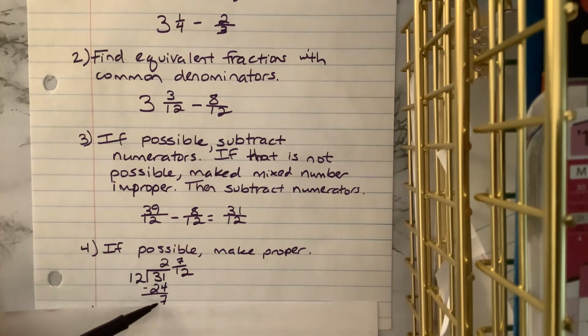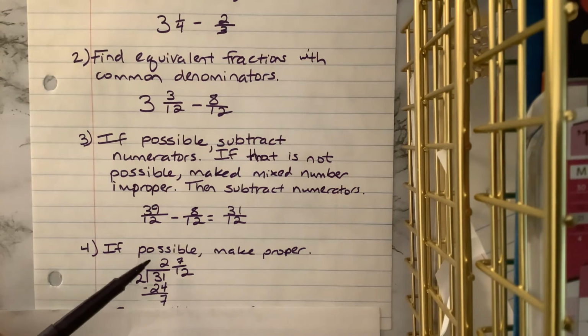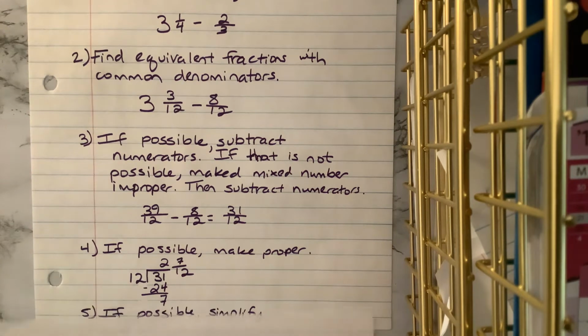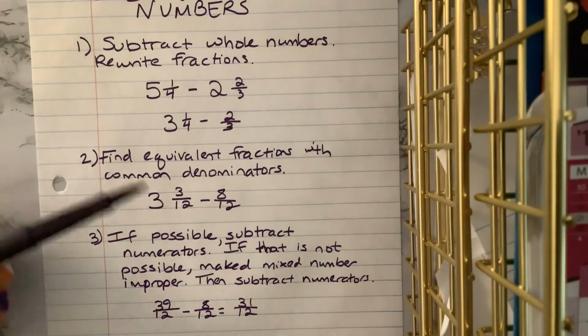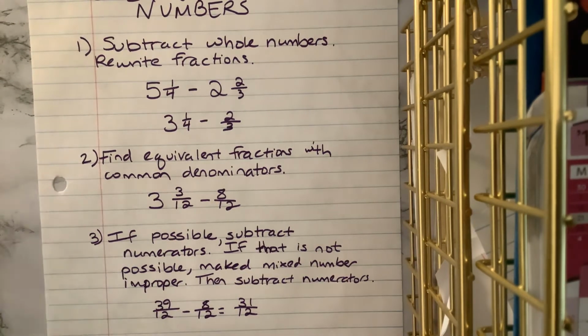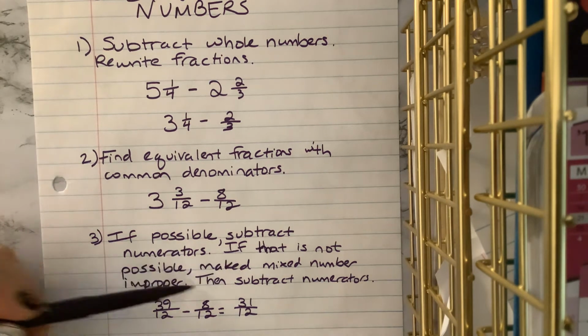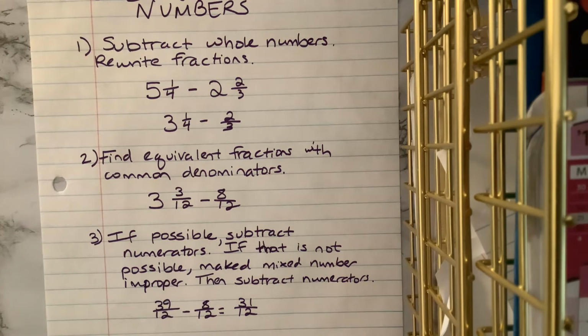2 times 12 is 24 with a remainder of 7. And we're going to express that remainder as a fraction over the divisor. So we have 2 and 7/12. If possible, simplify. It's not possible to simplify, so we end up with 2 and 7/12. Okay? So some of the problems that we're going to do, we'll be able to just subtract the numerators and then go on to make proper and simplify. Others, we're going to have to do this step of making the mixed number improper.